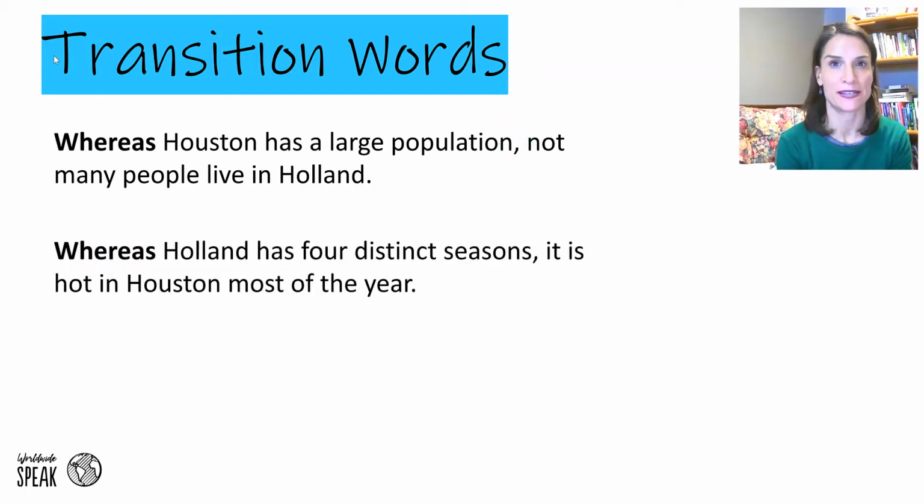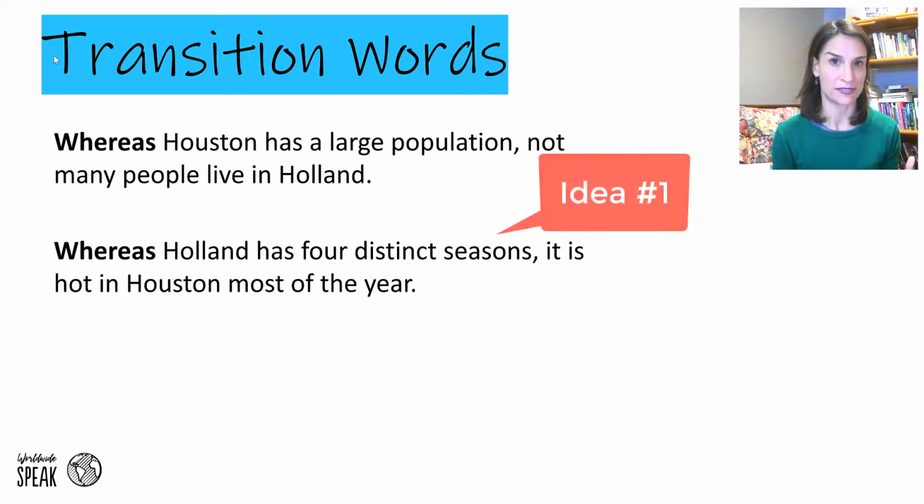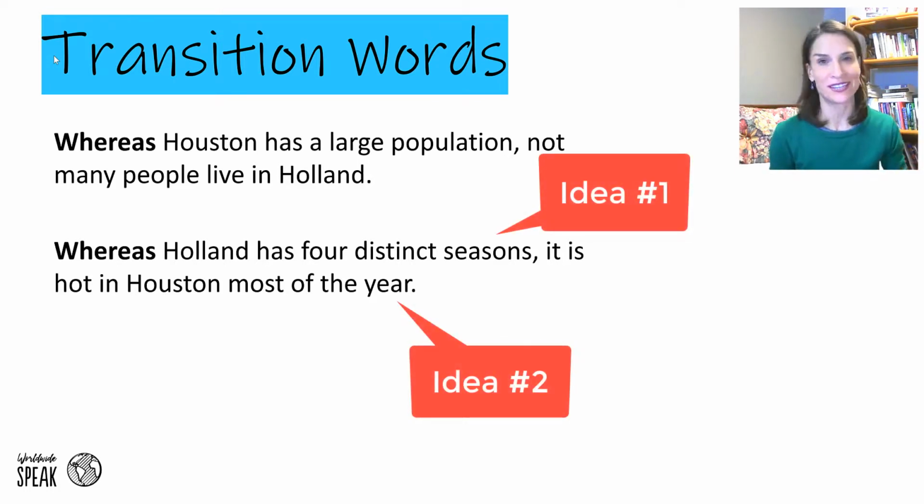Here's another example with whereas. "Whereas Holland has 4 distinct seasons, comma, it is hot in Houston for most of the year." So again, these are two different ideas. Holland has 4 seasons. One is hot, one is cold, 2 are in between. But Houston doesn't. Houston has one hot temperature, more or less. So I'm combining these two contrasting ideas using the word whereas, like this. "Whereas Holland has 4 distinct seasons, comma, it is hot in Houston most of the year."